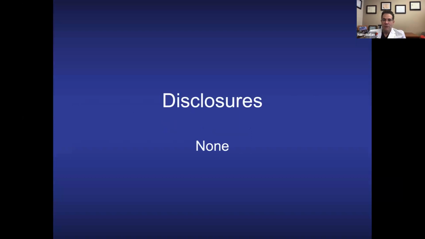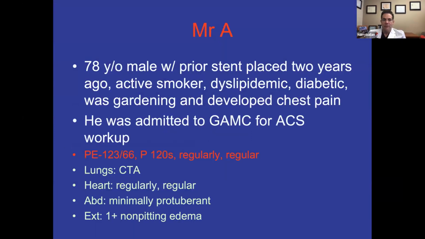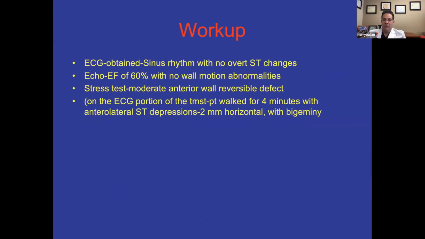Disclosures: none. I'm going to talk about a patient, 78 years old, with CAD, who had a stent put in 2 years prior, still smokes, dyslipidemic, diabetic, developed chest pain while exerting in his backyard, was admitted, and basically came in with left lower sternal border chest pain. His initial troponins were negative, and a stress test was ordered.